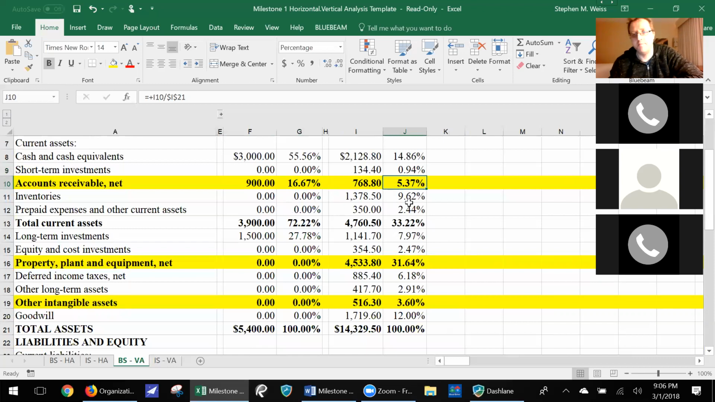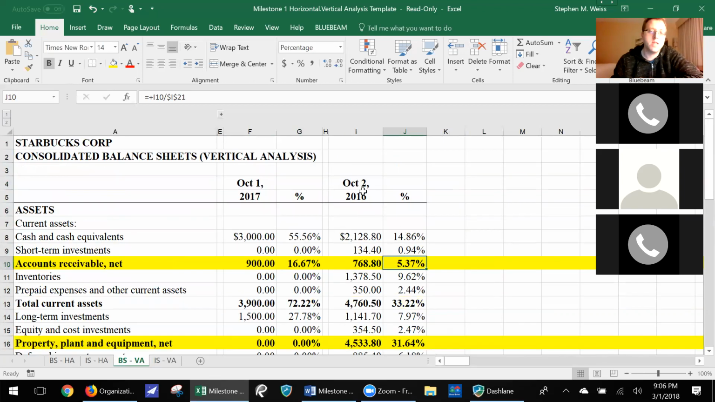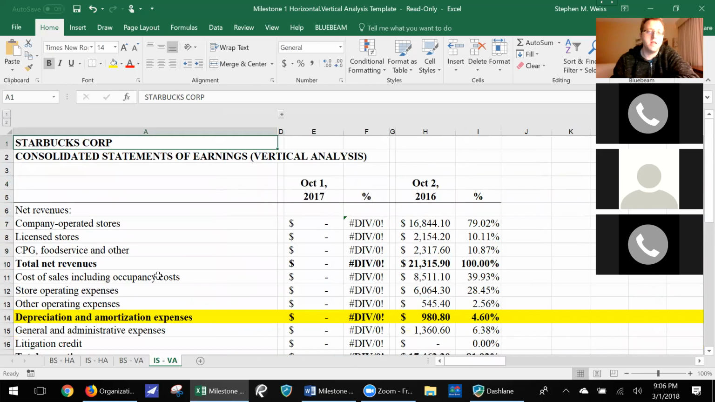You'll need to find out why. I mean, it could be because they had poor collections. It could be that they extended the terms on their credit agreement, which allowed individuals to pay later. Maybe they just, in general, made more sales on credit. That type of thing. So that's the type of explanation you need to pull out from this type of analysis. As you can see, there's only 2 fiscal years of data within the vertical analysis piece of this, okay? And again, anything highlighted in yellow are the items that you need to focus on.